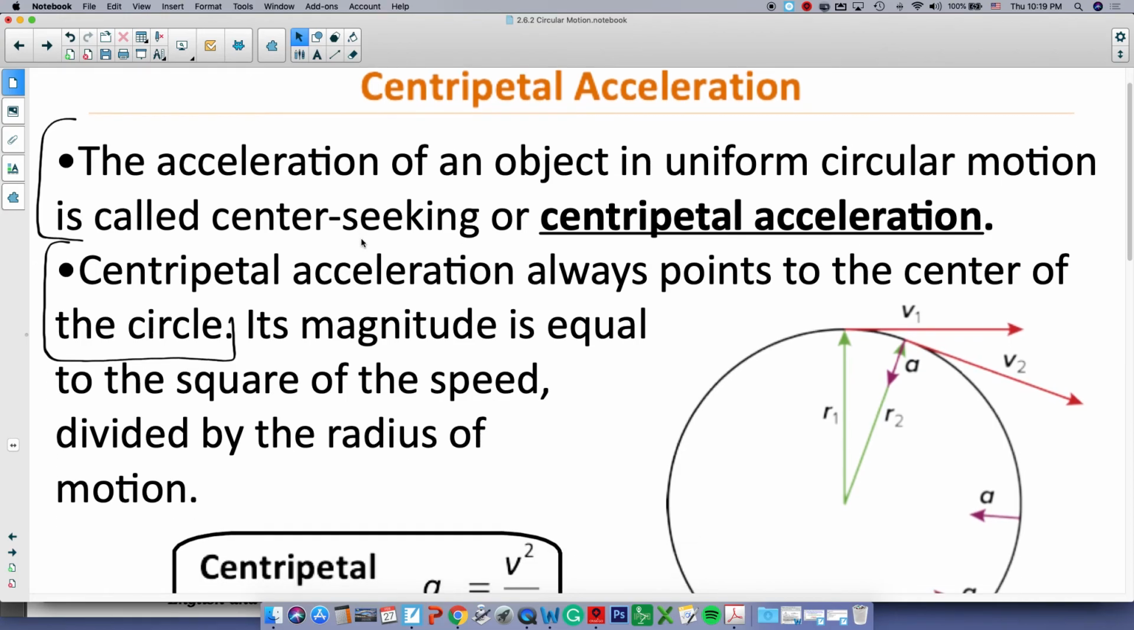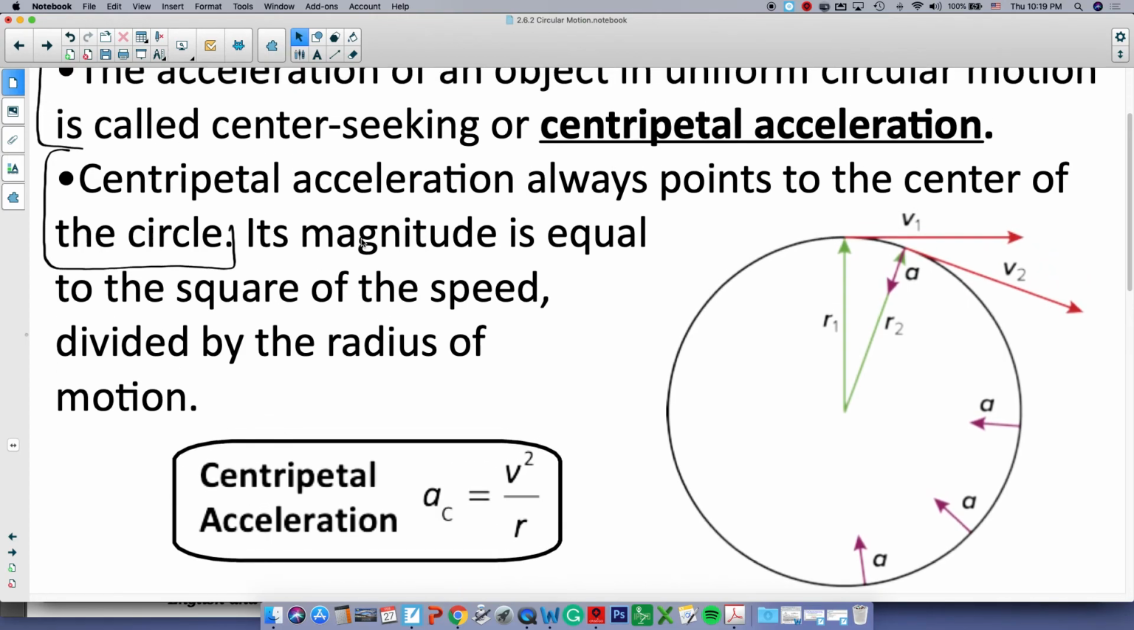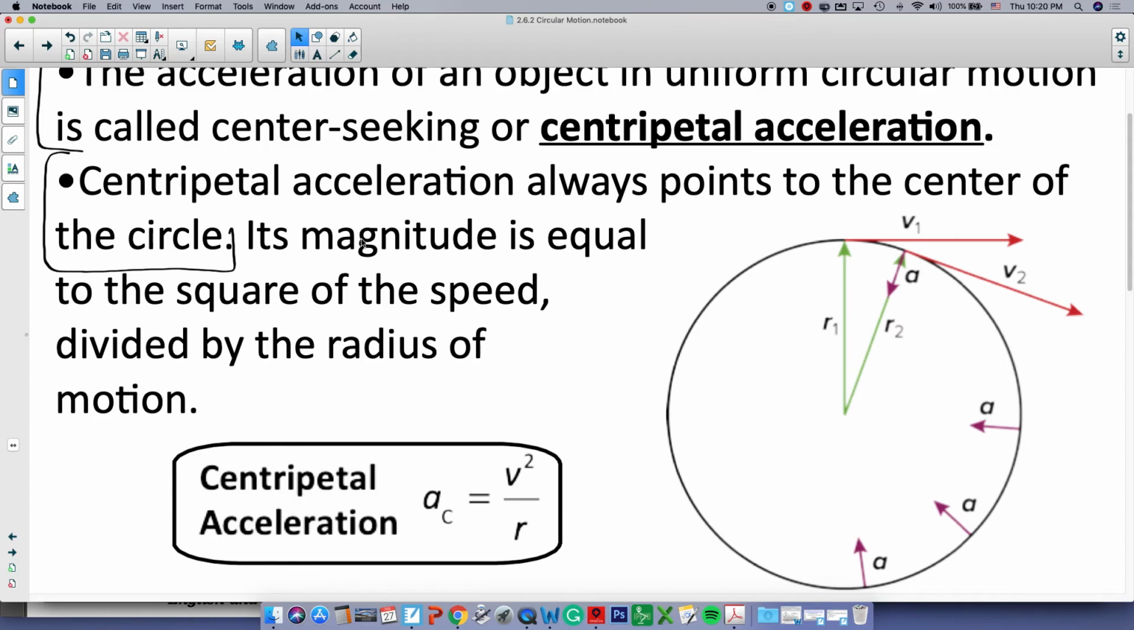Centripetal acceleration, you may have written this equation down already during your reading. So a sub c, that little c stands for centripetal acceleration, equals v squared over r. That's velocity squared over the radius of the circle that it's traveling around. That radius could be the radius of a turn, or the radius of a rope or a string. If we're talking about gravity, then it could be the radius from the satellite to the center of the Earth, something like that.